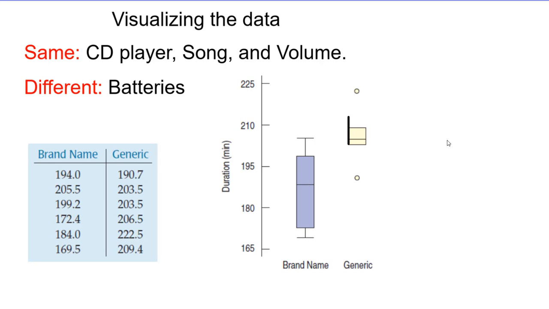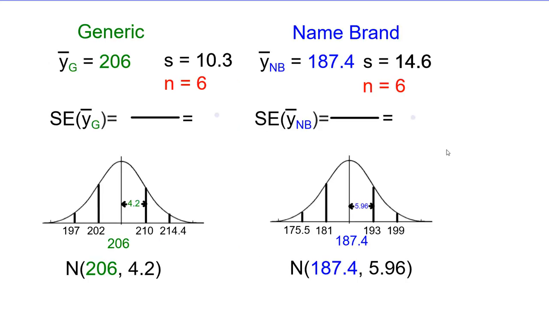But the next question we'll have is, because this is such a small sample size of only six trials for each one, could this just have occurred by simple sampling variation, or is this statistically significant evidence to be able to conclude that the generic batteries actually outperform the brand name?